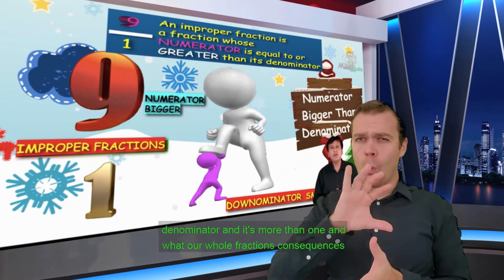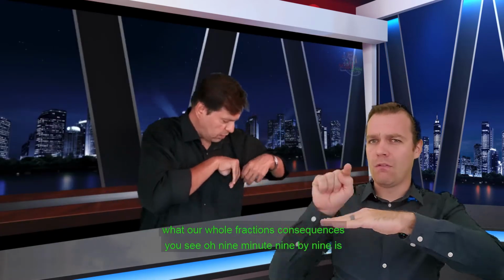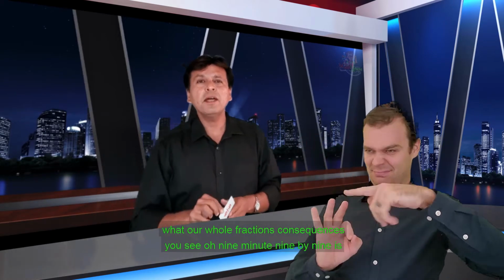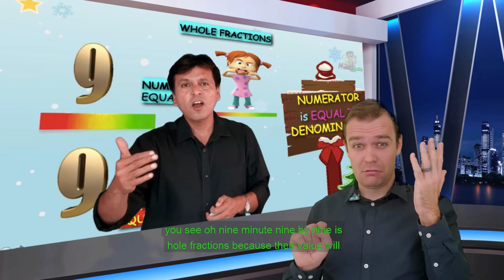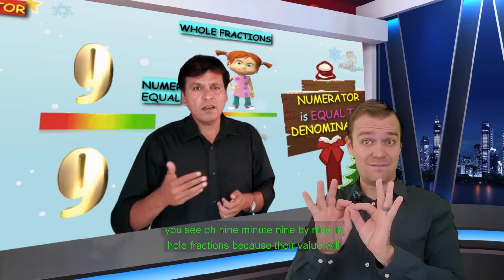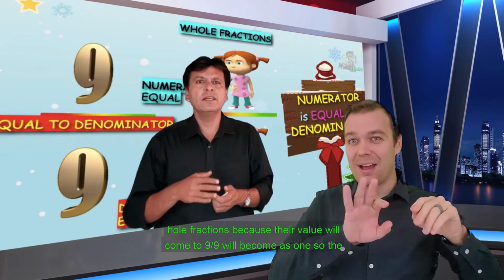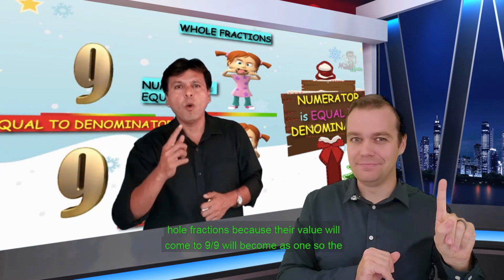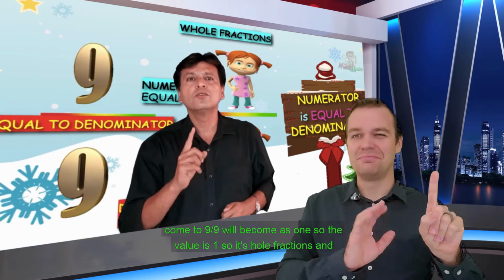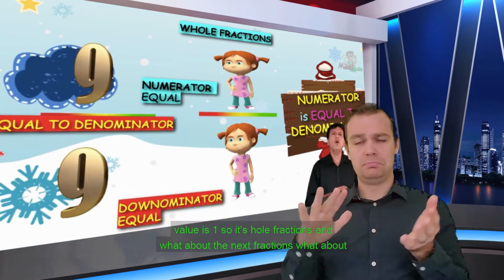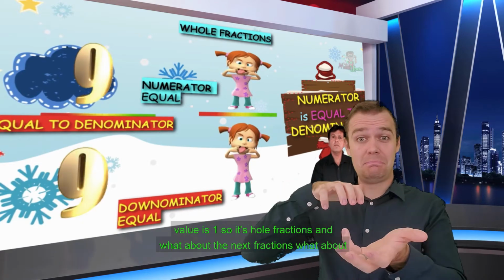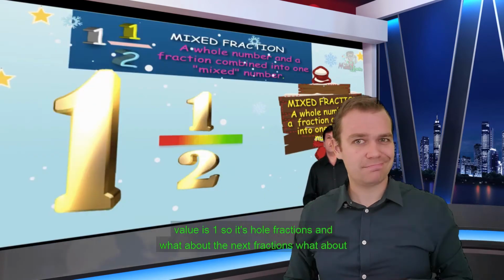And what are whole fractions? One second. Let me see. Oh, 9 by 9? 9 by 9 is a whole fraction because the value will come to 9 divided by 9, which will become 1. So the value is 1. So it's a whole fraction. And what about the mixed fractions?